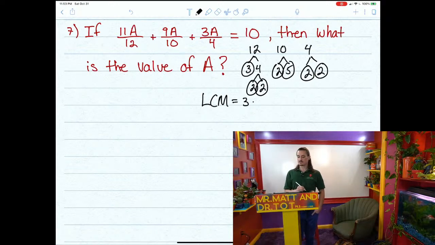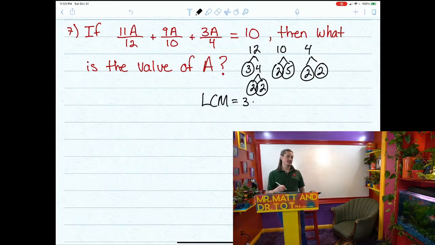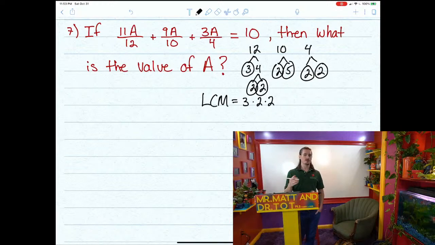And that's a good example of how the LCM is actually not always the product of all the values. So 12 times 10 times 4, that would be 480. That's way larger than 60.